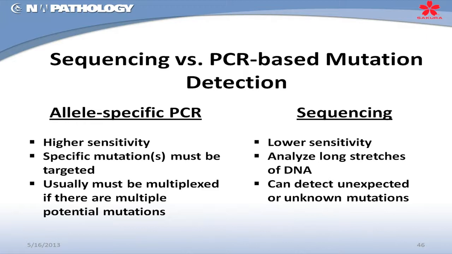And so you need to specifically target a known mutation. And if there are multiple potential mutations, you might need to run multiple different PCR reactions. And if there are unknown mutations that might occur, you might not be able to detect those in an allele-specific PCR. So the major advantages, again, are much higher sensitivity for PCR-based mutation detection, but the ability to detect unknown or unexpected mutations in a sequencing-type mutation reaction.